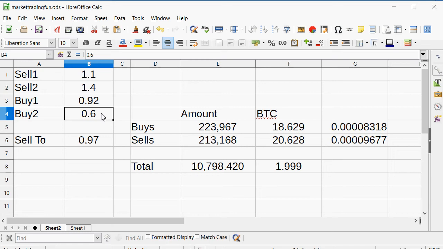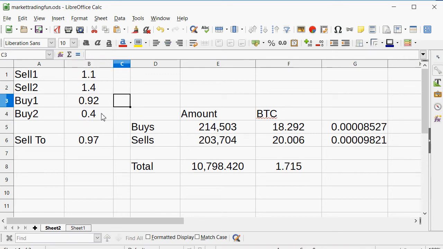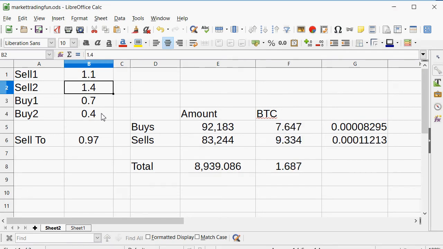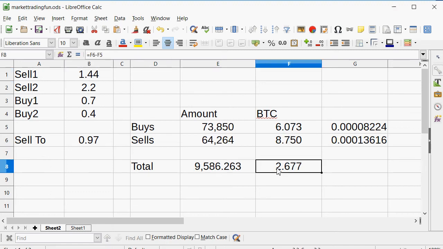If you do this, there's going to be a lot less than 200,000 trades on each side. So if we put in, say, 0.4, 0.7, 1.7, we'll do 1.7. Sell 2, we'll do 2.2. And sell 1, if we're doing 30% down, that would be 40-something percent, so we'll go 1.44. Now all of a sudden, you're up a bit better.